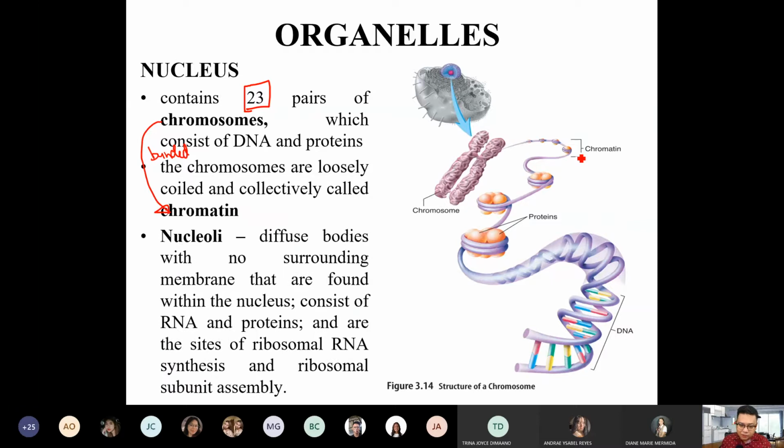Nucleoli are diffuse bodies with no surrounding membrane and are found within the nucleus. They consist of RNA and ribosomal RNA, and these are the sites of ribosomal RNA synthesis and ribosomal subunit synthesis. So nucleoli, ano meron sa kanya? Found within the nucleus, and they are the sites of ribosomal RNA synthesis, ribosomal subunit assembly. Okay, subunits will come into play later.